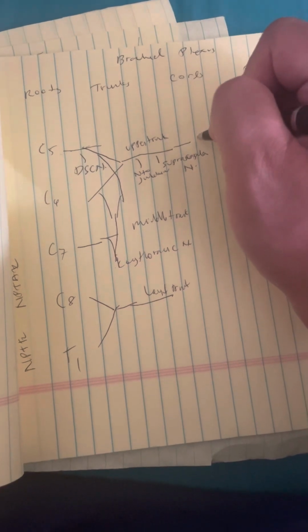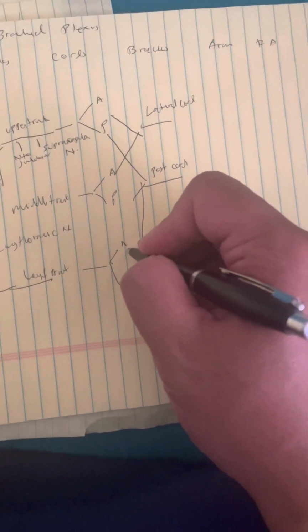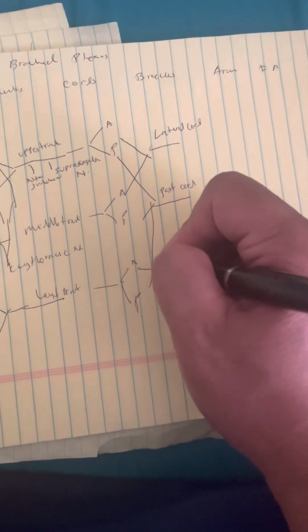Now the upper trunk will divide into anterior and posterior, the middle trunk, anterior and posterior, and the lower trunk, anterior and posterior. The anterior parts of the upper trunk and middle trunk will form the lateral cord. All the posteriors will form the posterior cord, and the last one, for the lower trunk, will form what? Medial cord.